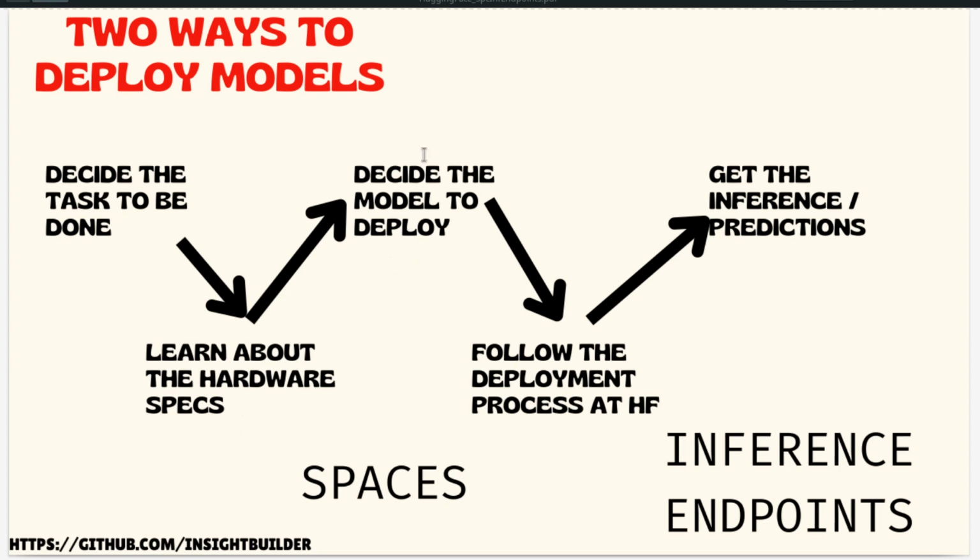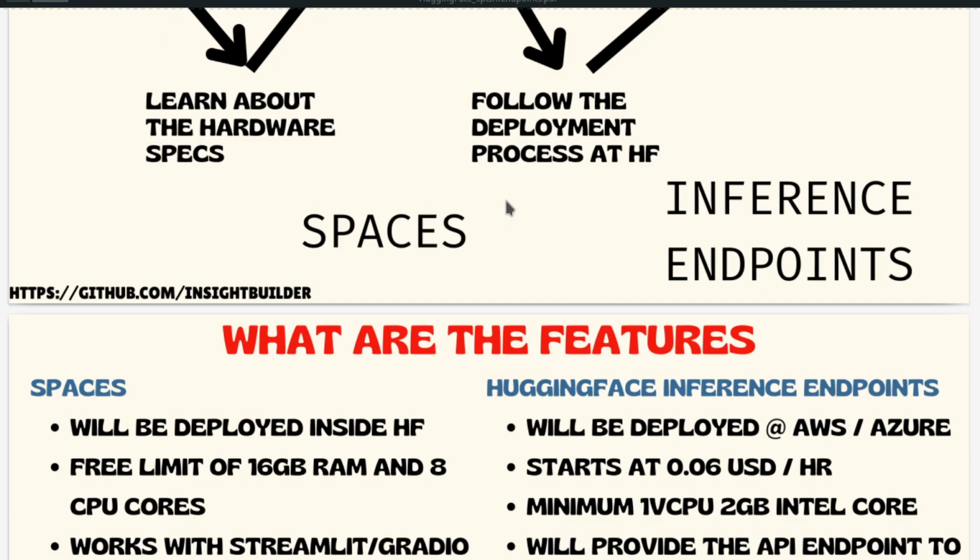We need to decide the model that you are going to deploy based on the task. And since you have already learned about the hardware, you will know how to choose the hardware now for this particular model. Once you decide what the model is, then you can go ahead with the deployment process and then get the inference or the predictions. So this is the process we are going to take.